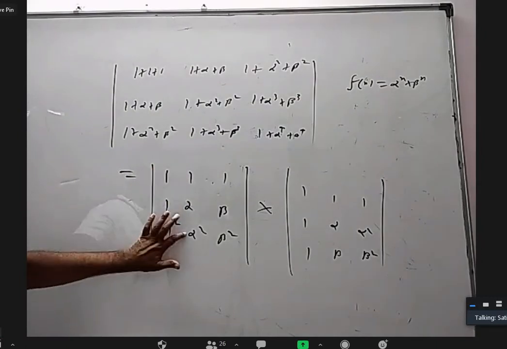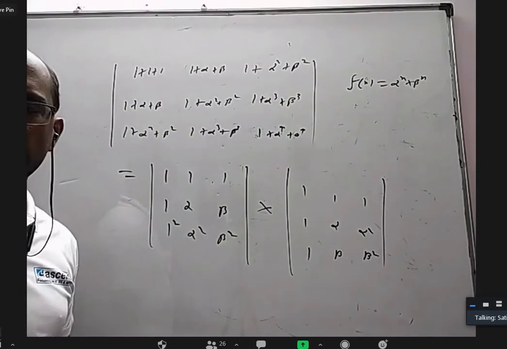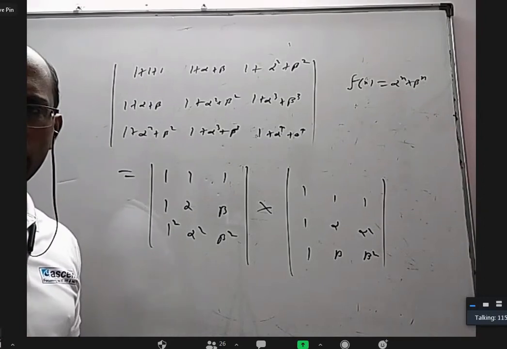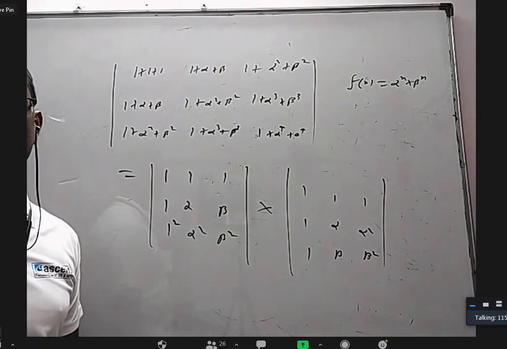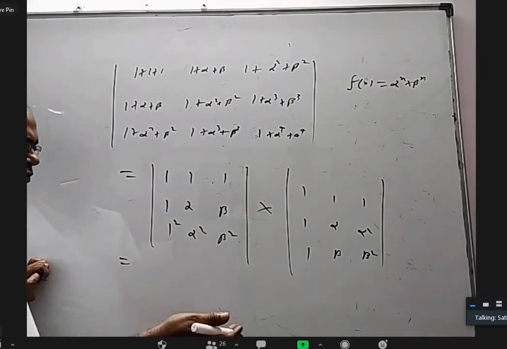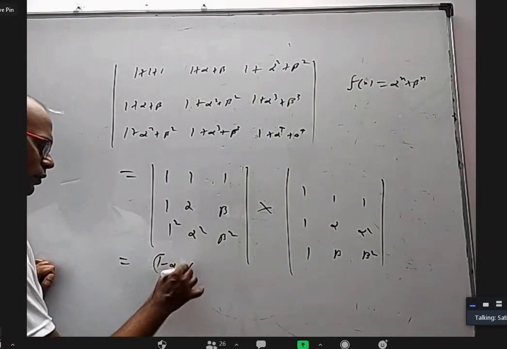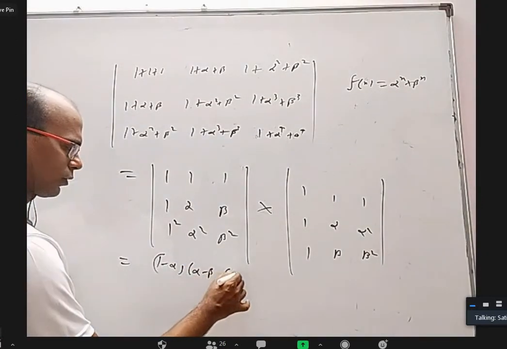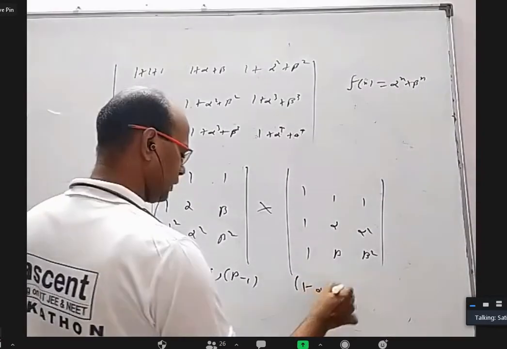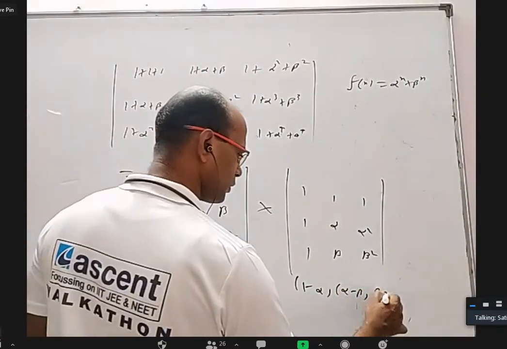1, a square; 1, b square; 1, c square. What is the answer for the determinant? 1 minus alpha into alpha minus beta into beta minus 1. Yes, a minus b into b minus c into c minus a, like that. This is just the transpose of this, so the same answer: 1 minus alpha into alpha minus beta into beta minus 1.